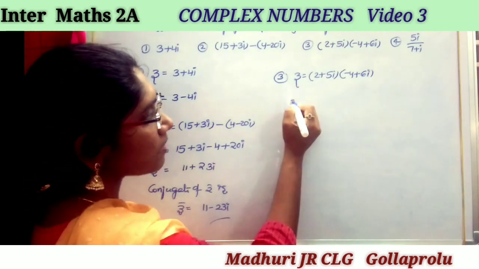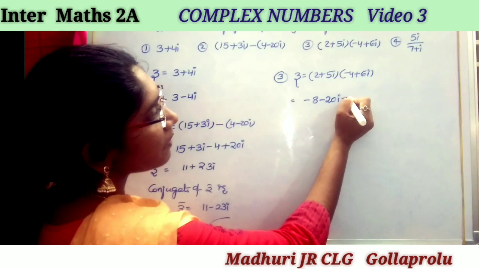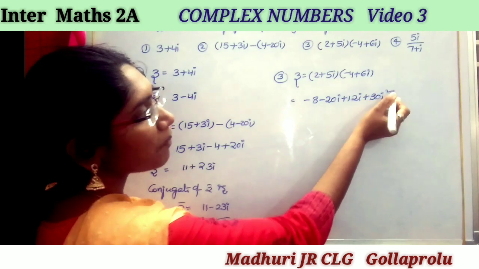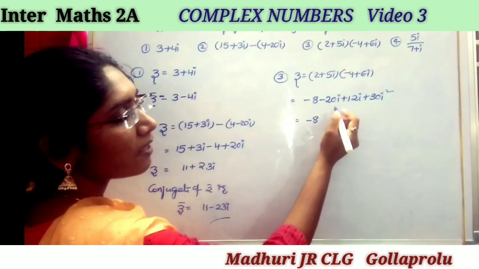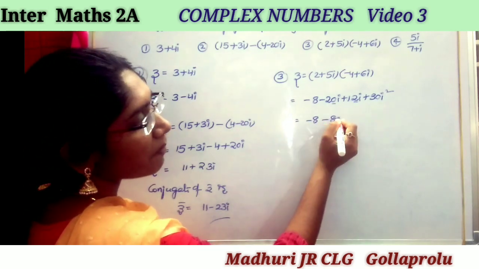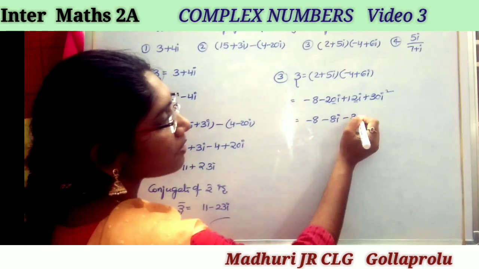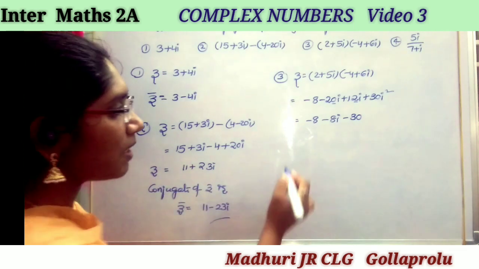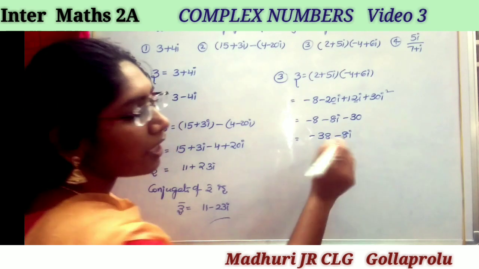That is equal to minus 8 minus 20i plus 12i plus 30i square. Just taking the product of the two complex numbers, this is equal to minus 8 minus 20i plus 12i, which is minus 8i, and here i square is equal to minus 1, so 30 into minus 1 is equal to minus 30. Therefore this is equal to minus 38 minus 8i.